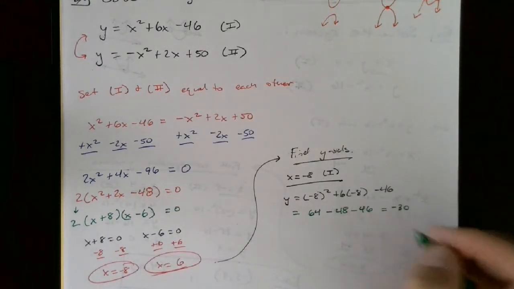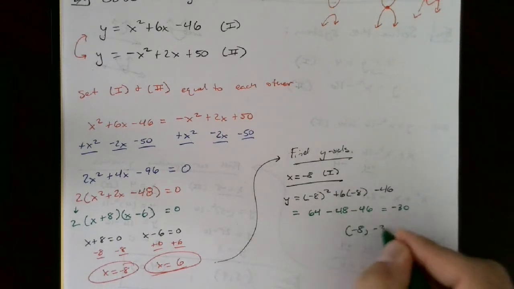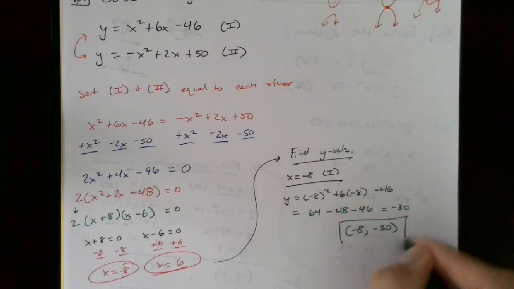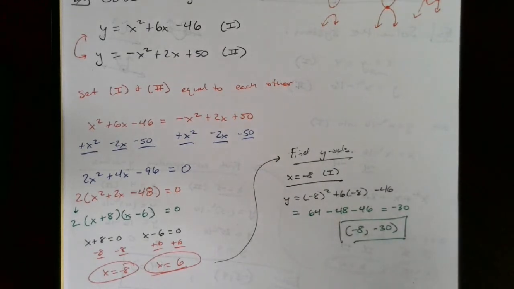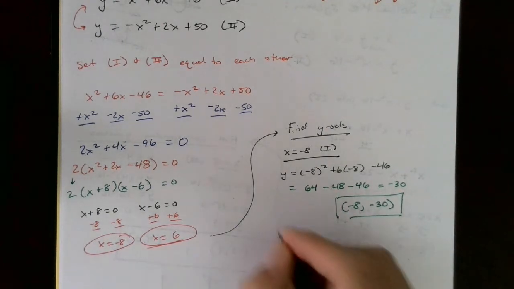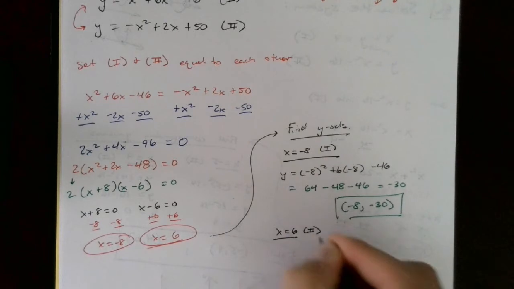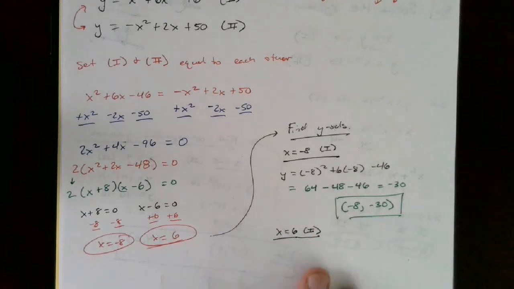So one solution is the x value is negative 8, the y value is negative 30. So negative 8 and negative 30 is one point where these curves intersect. We also want to substitute in the other x value, x equals 6. We'll substitute it into equation 1. Again, you can substitute in either equation.